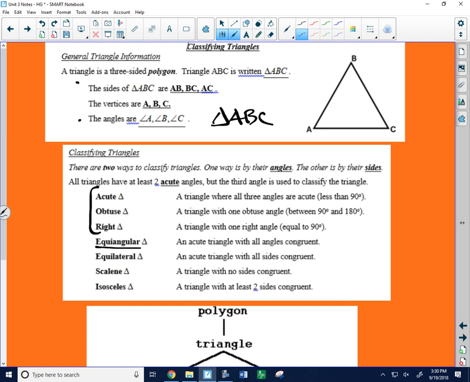This one apparently might be new, equiangular. Equal angles. All the angles in the triangle are congruent. And if it's equiangular, it's also equilateral. And if it's equilateral, it's also equiangular. We'll learn that later, but I can also let you know about that right now.